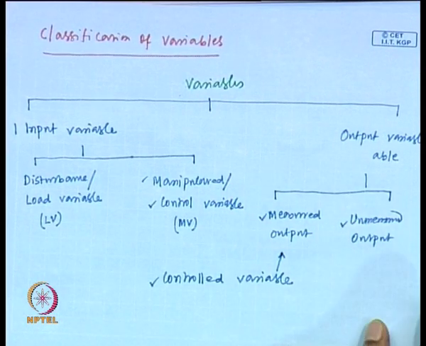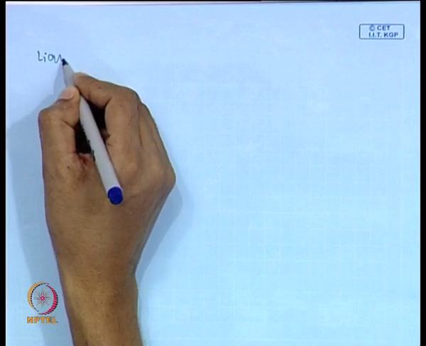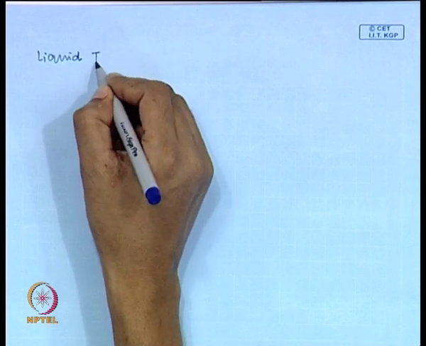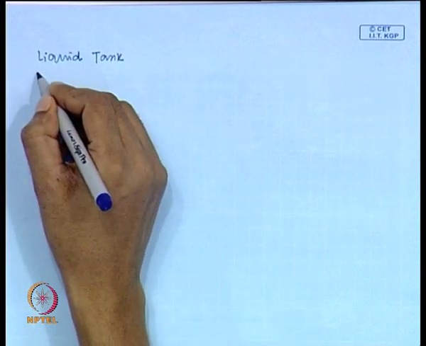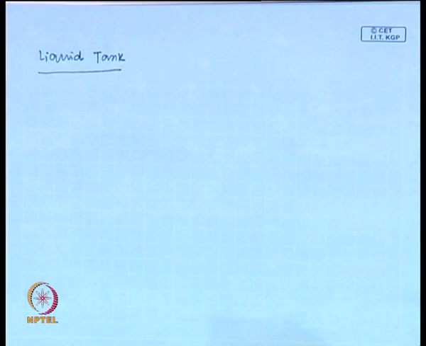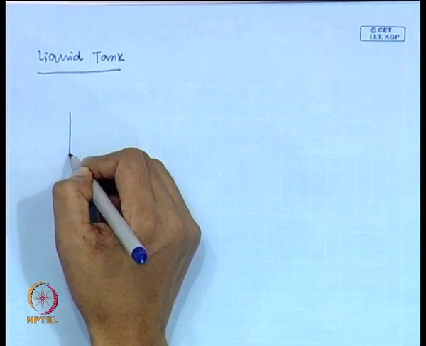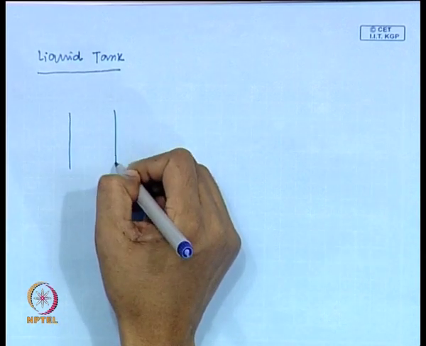So, these are all about the variables. Now, we will take different examples and we will select the different variables for that specific example. So, we will start with a simple liquid tank system. We will first start with a liquid tank, fine. So, this is a liquid tank system.